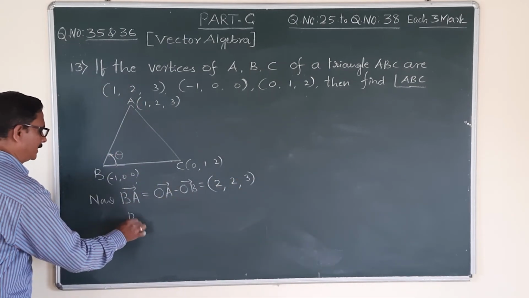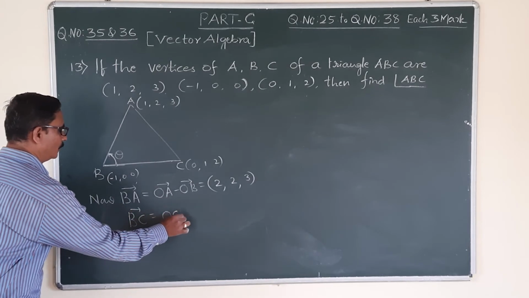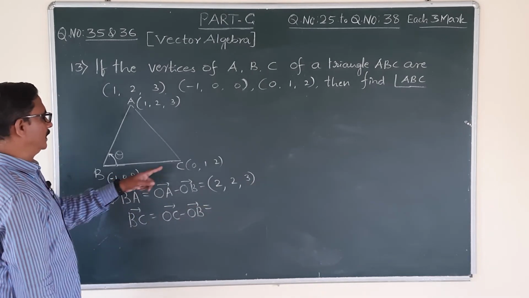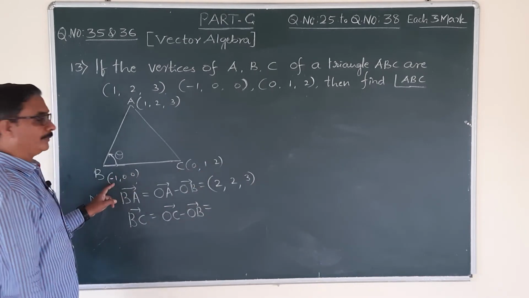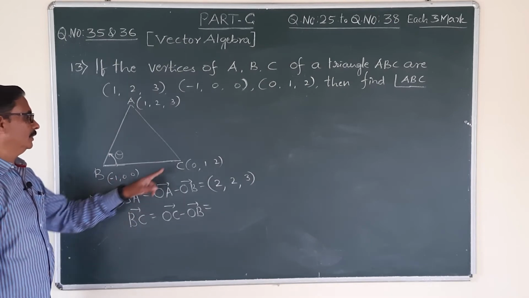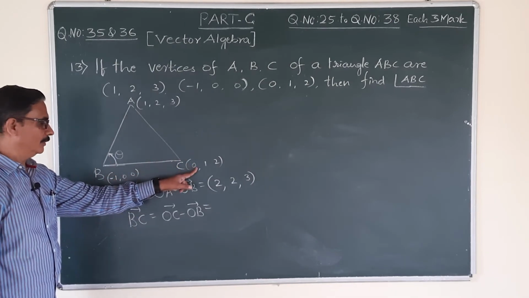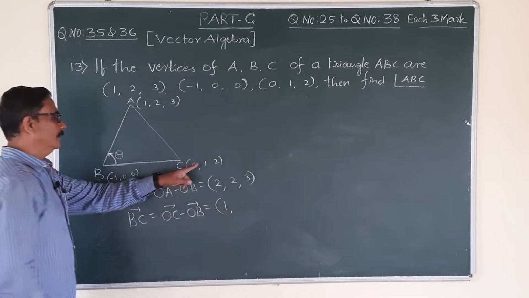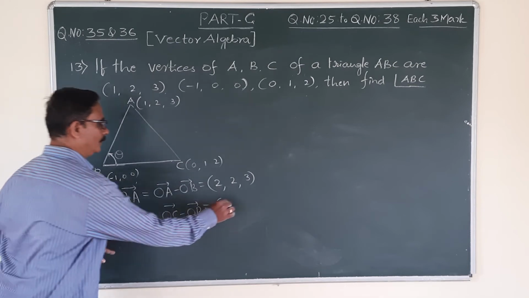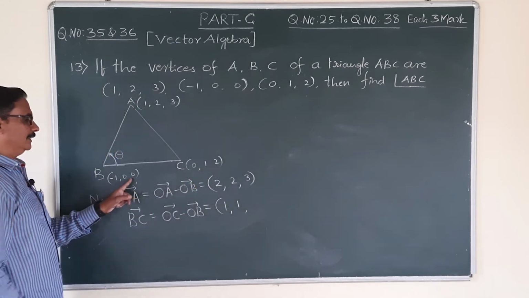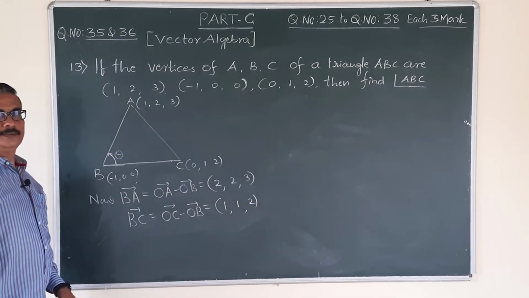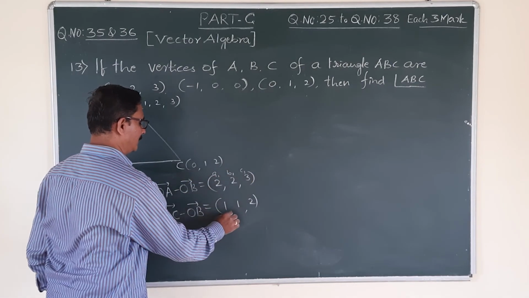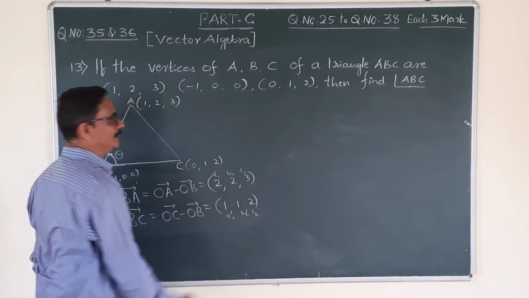Next, the BC vector. BC is equal to OC minus OB. OC is the position vector of the point (0, 1, 2). OB is the position vector of the point (-1, 0, 0). This minus this: 0 minus of minus 1 is 1. 1 minus 0, 1. 2 minus 0, 2. We got the vectors. This is A1, B1, C1. This is called A2, B2, C2.